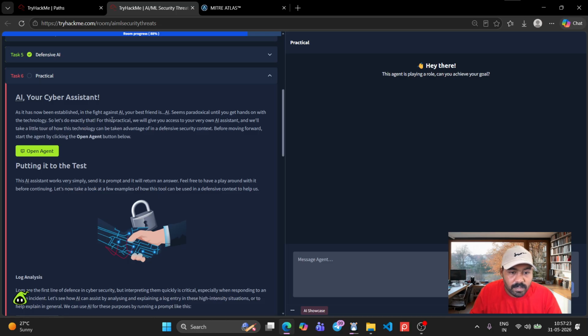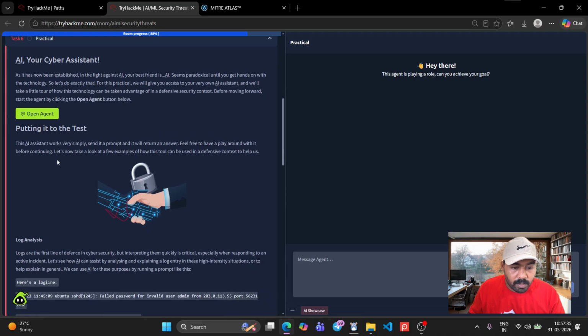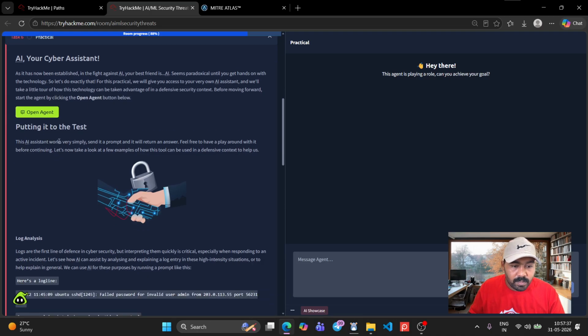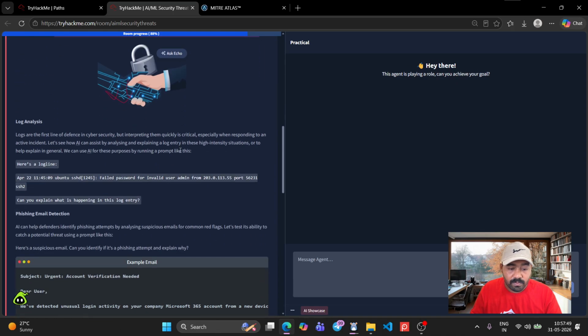So let's do exactly this practical. We'll give you access to an AI assistant, and we'll take a look at how the technology is being used. The AI assistant works simply: send prompts to it and it will return an answer. Feel free to have a play with it. Before continuing, let's look at a few examples of how the tool can work for us.